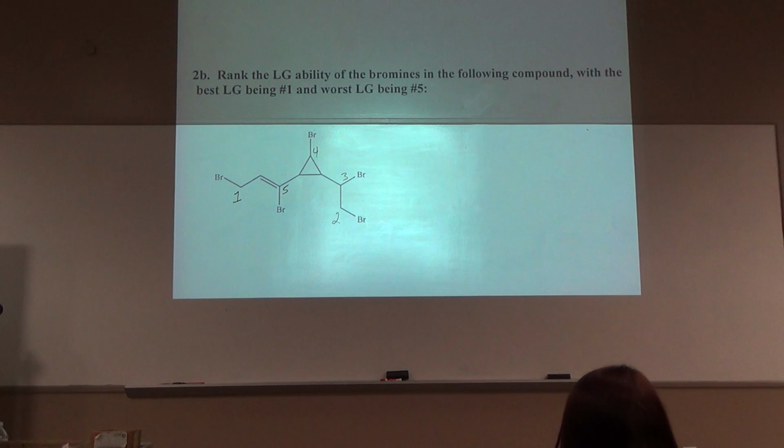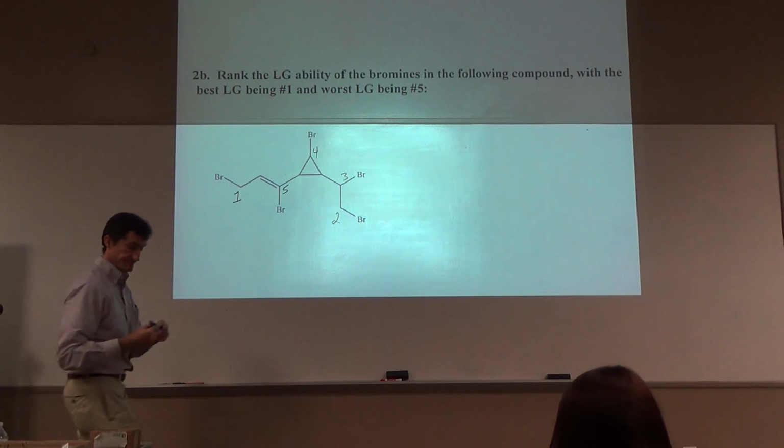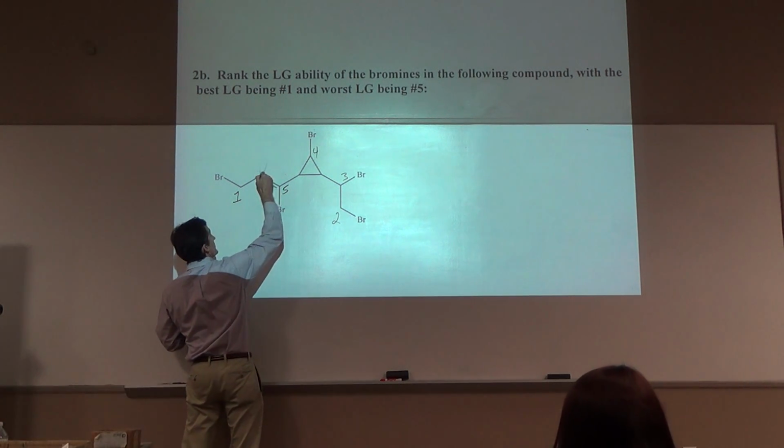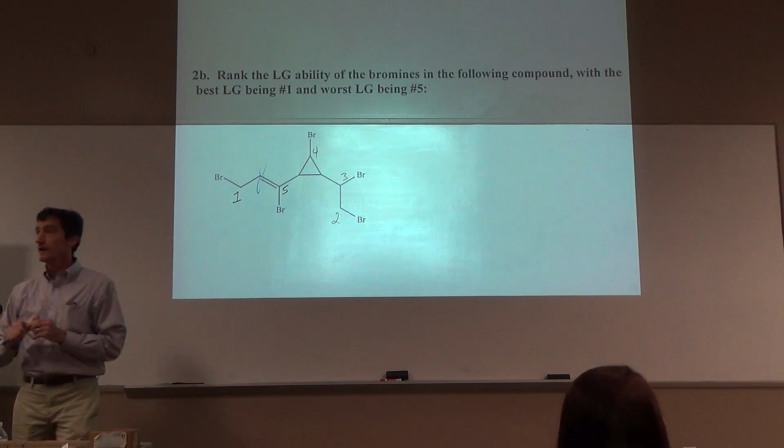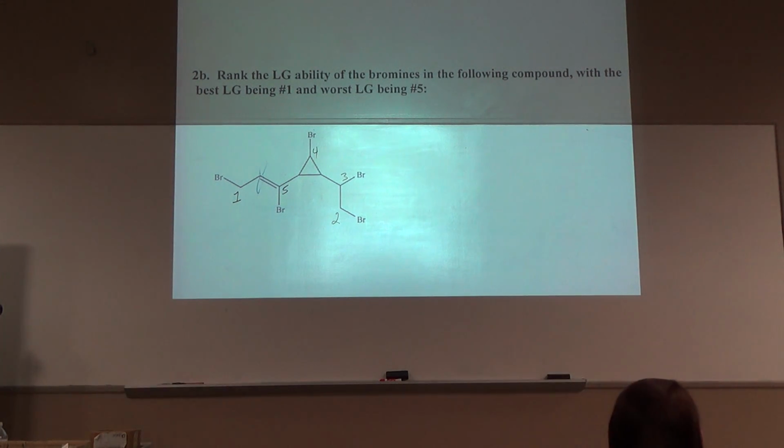1 is better than 2 because there is what? A p orbital next door, right? Did we talk about the p orbital next door stabilizing the transition state, or did I just dream this? I'm pretty sure we talked about it.